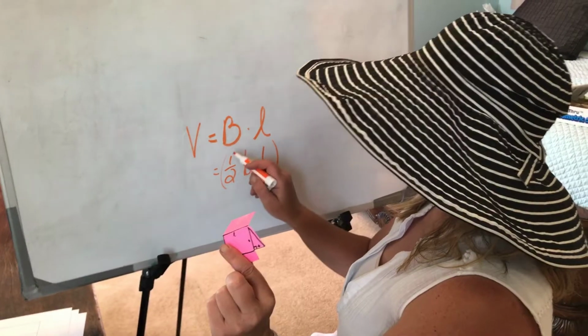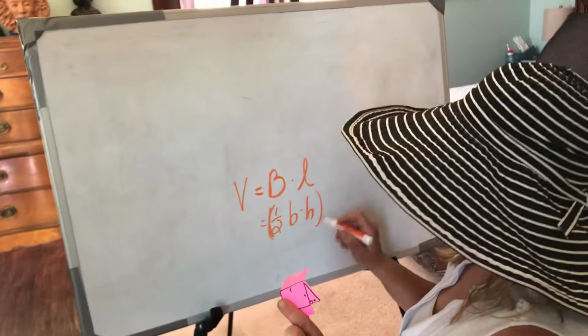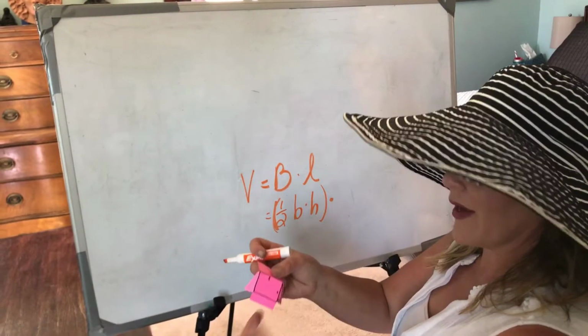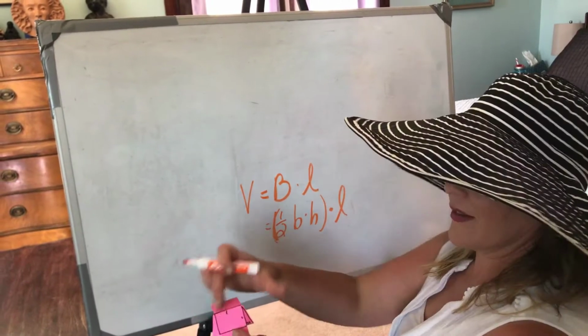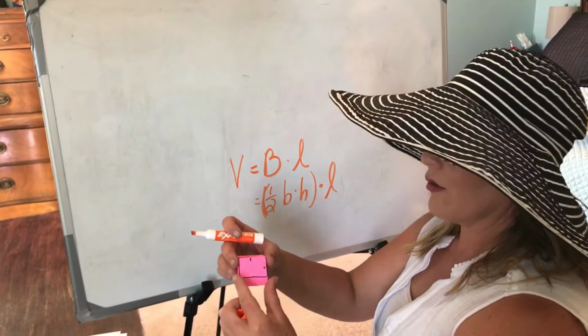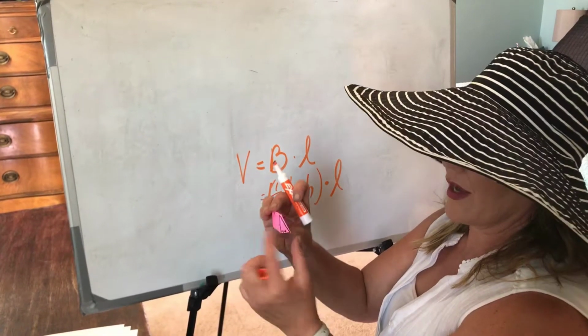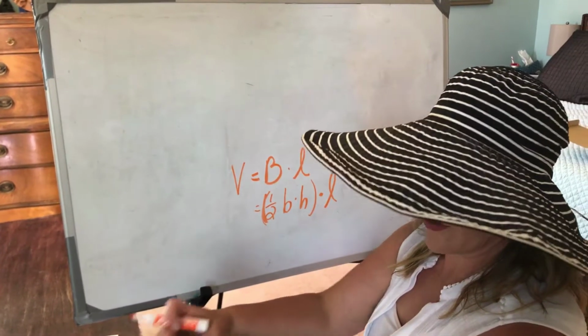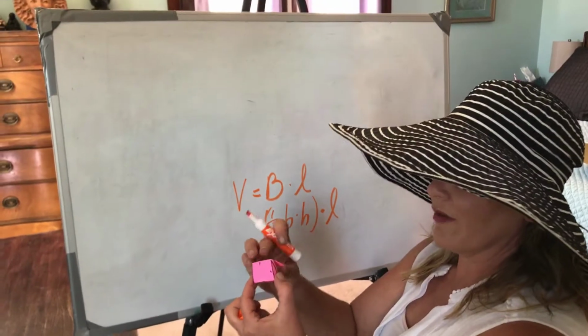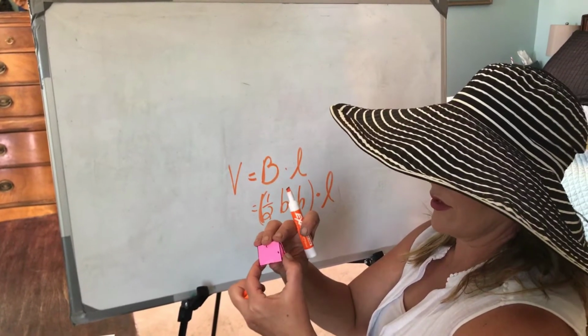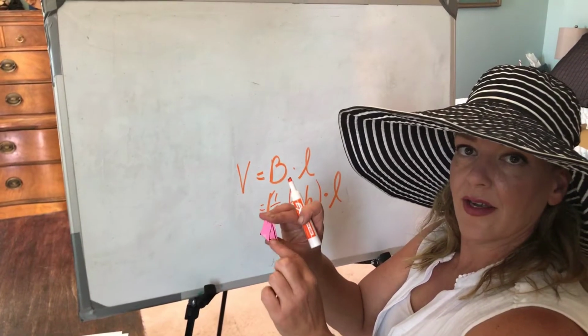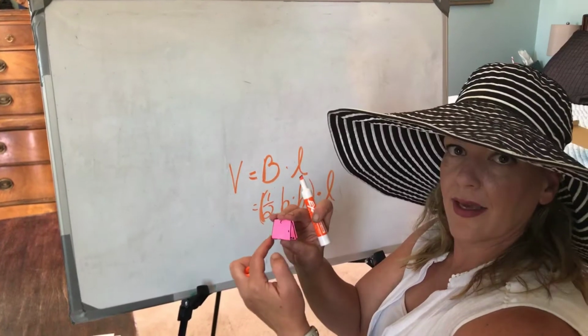So this area of the triangle is 1/2 base times height, and then I multiply it by the length of the entire net, the distance between the 2 bases. Again, I don't care whether they stand up like this or not, but when I'm calculating volume, I want to take the area of the base and multiply it by the length.